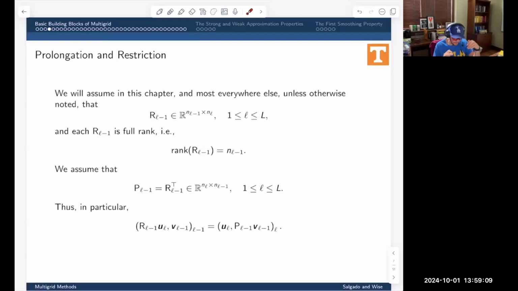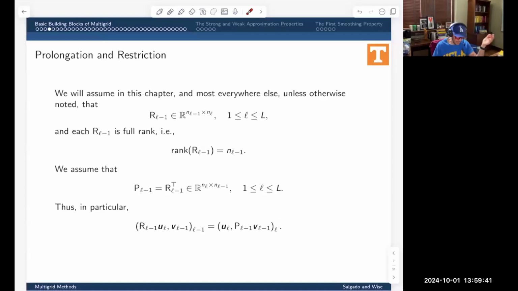Now we're going to assume basic properties like we've seen before, but now everything is completely abstract. We're not referring to a grid, and the grid is certainly not necessarily uniform. We're going to assume throughout this chapter and everywhere else, unless we specify otherwise, that R_{L-1} is going to be a matrix which is non-square, and it looks like that matrix B that we had in the last slide. It has n_{L-1} rows and n_L columns. And we're going to assume that each one of those restriction matrices is full rank.